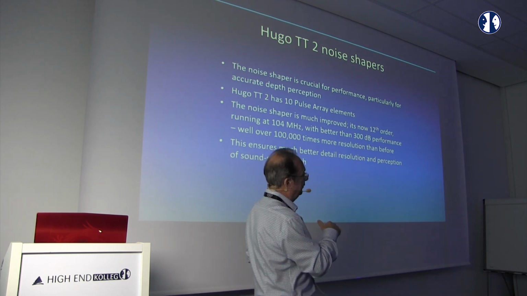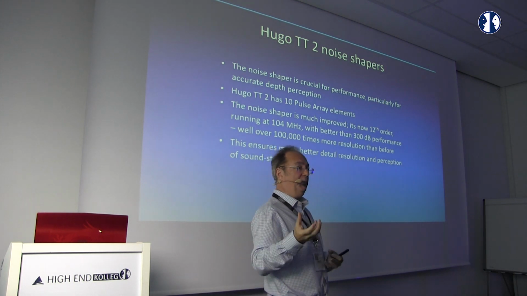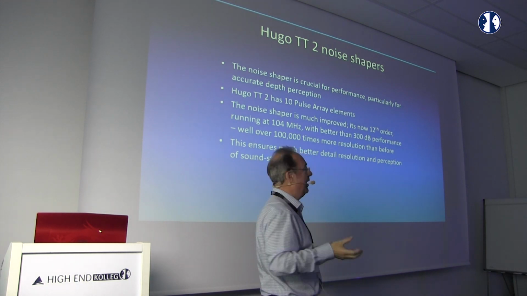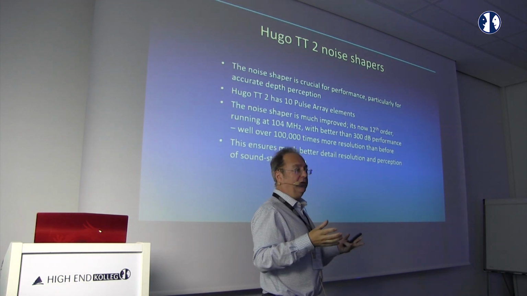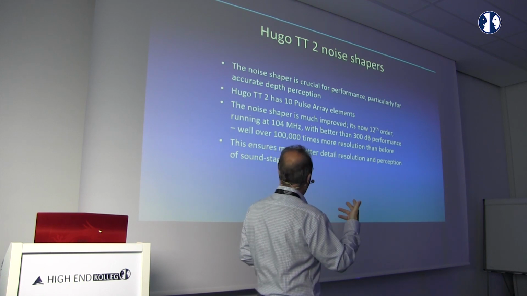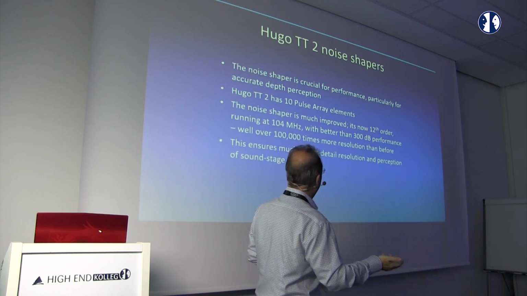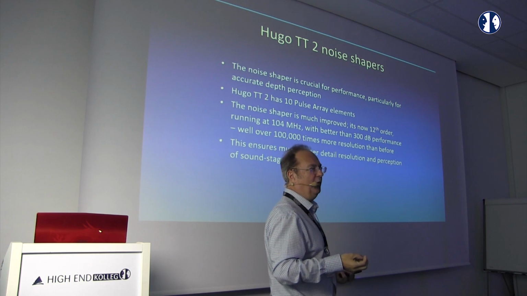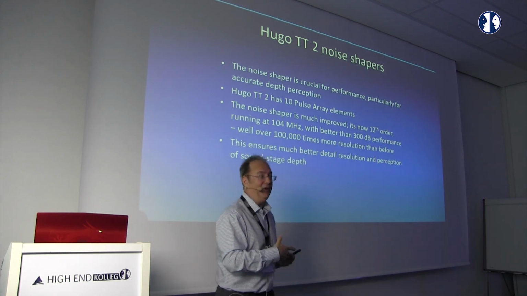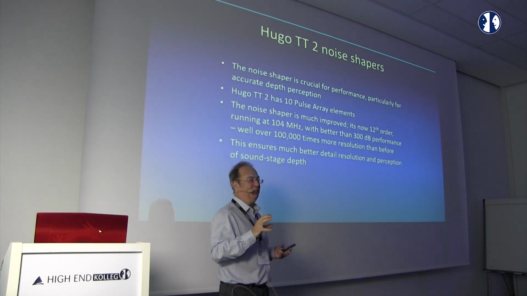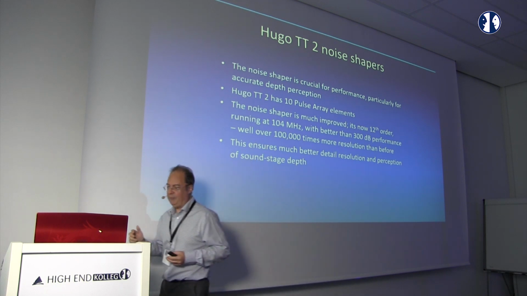What I've done with TT2 is because it's a bigger FPGA than the Hugo 2, I've got a much better noise shaper, and now we're looking at 100,000 times more resolution than before, which is an enormous number. An unbelievable number, and it's just amazing how sensitive the brain actually is to depth perception.